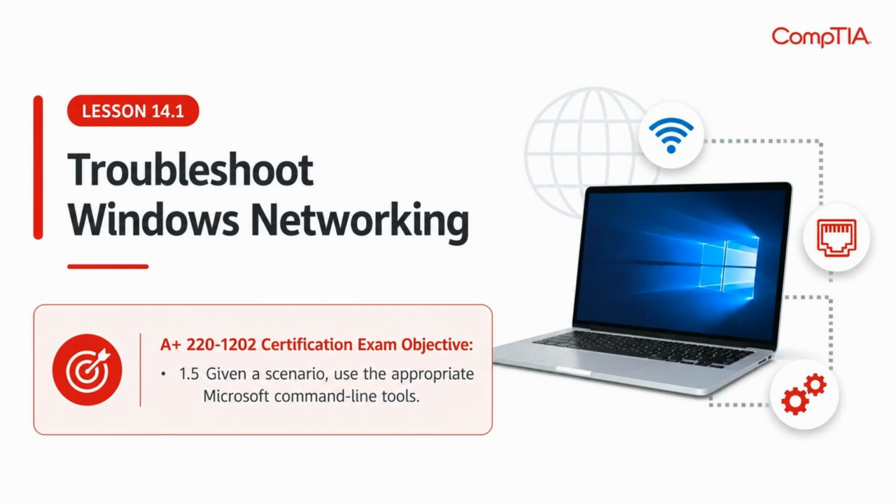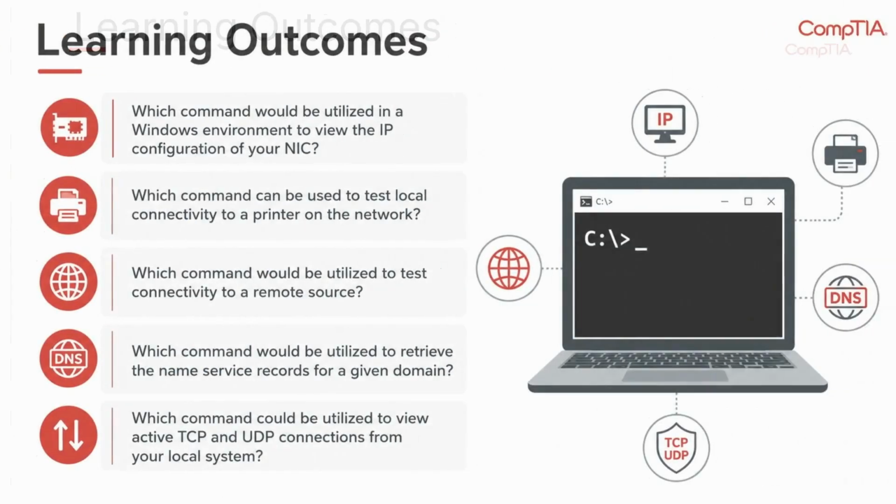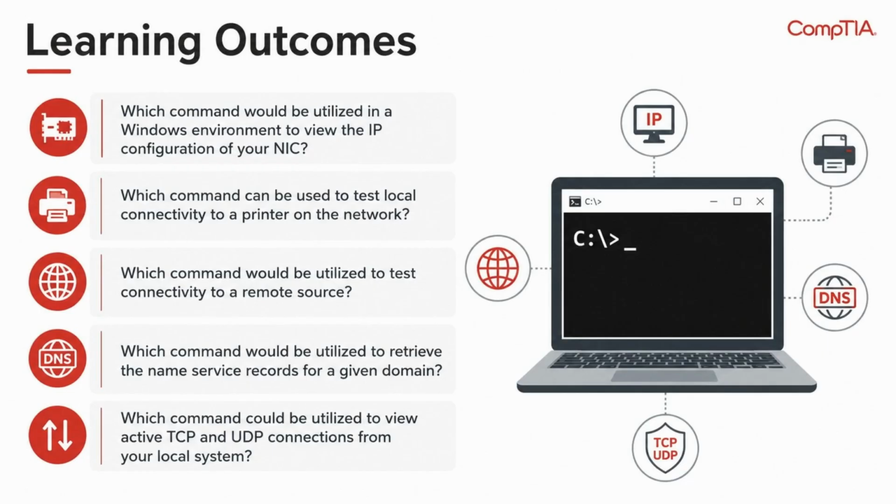Lesson 14.1 focuses on troubleshooting Windows networking. This material directly supports A+ 220-1202, Objective 1.5, which tasks you with selecting and using the correct Microsoft command line tools in various scenarios. In this lesson, we will explore the command line tools needed to view IP configurations, test connectivity to local devices and remote sources, retrieve DNS records, and monitor active network connections.